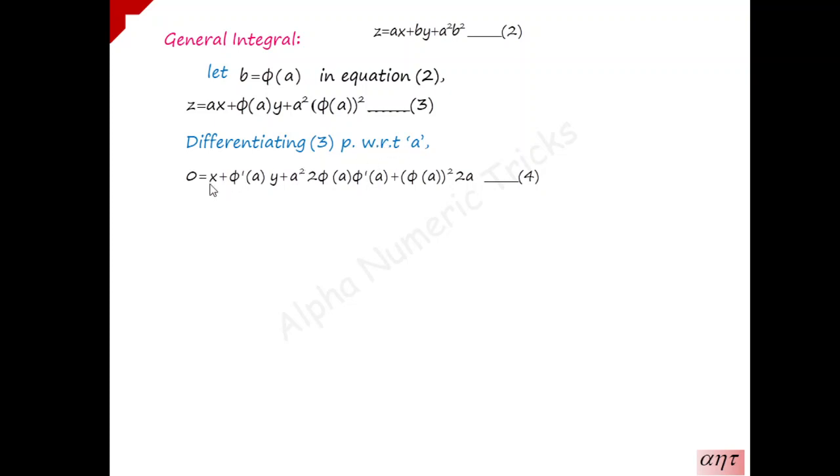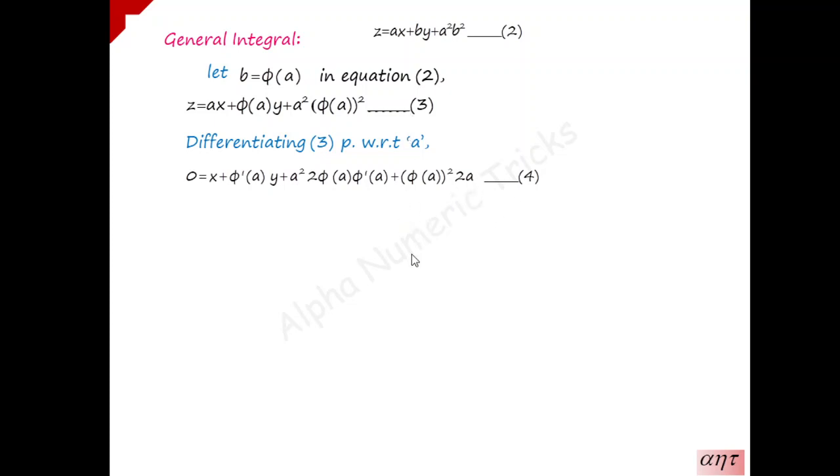differentiation of ax with respect to a becomes x, because x is constant and a with respect to a differentiation is 1, plus phi of a into y with respect to a is y, you have to write as it is, and differentiation of phi of a with respect to a is phi dashed of a, plus a squared into phi of a the whole square is differentiated with respect to a. Here you have to apply the UV rule because a product of two terms is there. So first term write as it is, a squared into differentiation of phi of a the whole square is 2 into phi of a into its derivative phi dashed of a, plus phi of a the whole square, that is the second term, you keep as it is, into differentiation of a squared is 2a. Number that equation as 4.